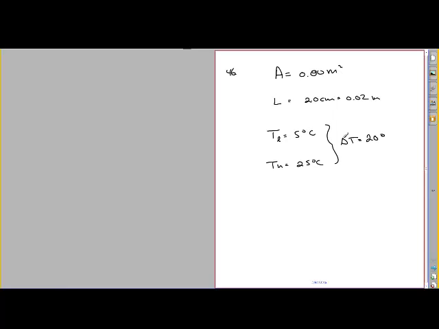46. So we have a styrofoam box with a surface area of 0.8 meters. So let's write that down. This is 46. So our surface area is 0.80 meters squared. Wall thickness of 2 centimeters, which if we divide by 100, get 0.02 meters. Temperature of the inner surface is 5 degrees. So TL 5 degrees C, and the outside temperature, TH, at 25 degrees C. So our delta T is equal to 20 degrees C.